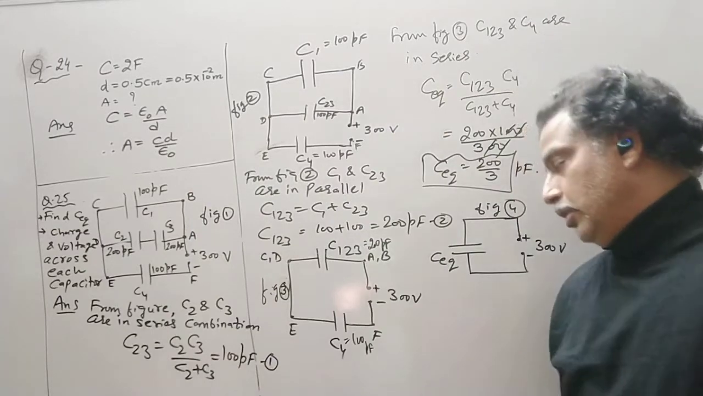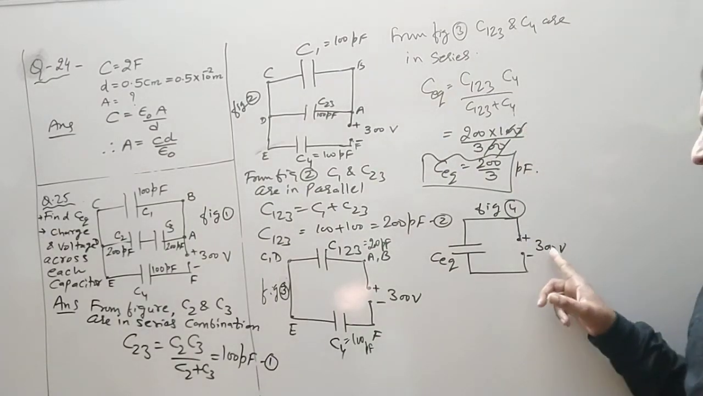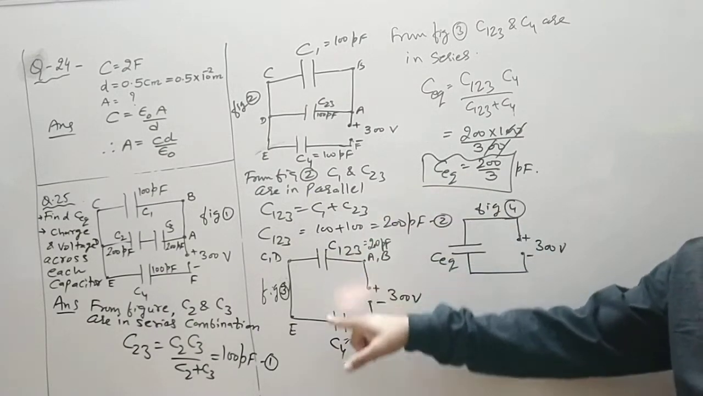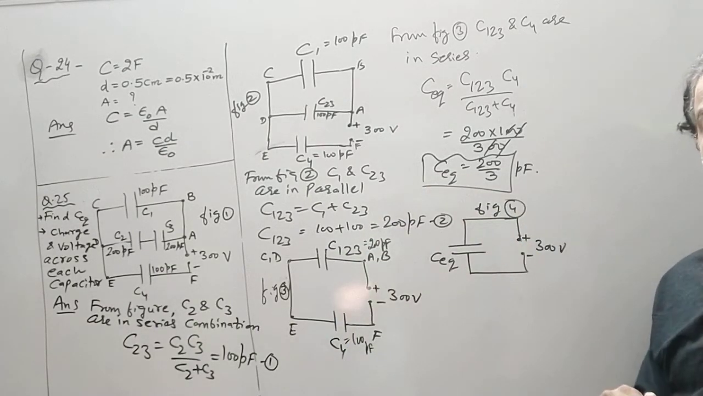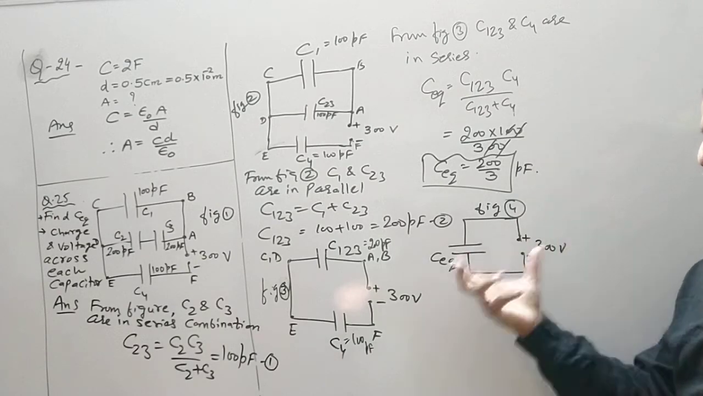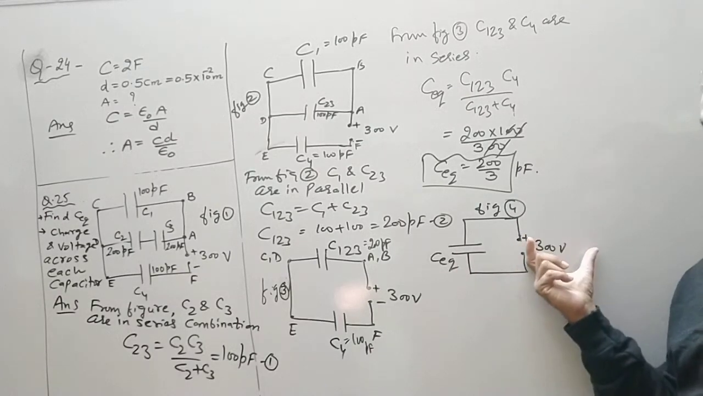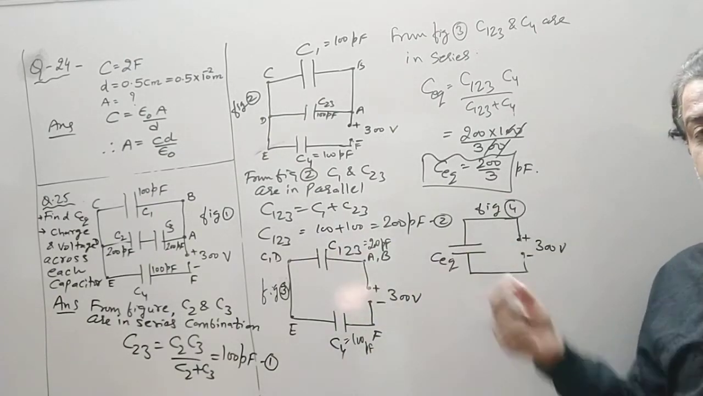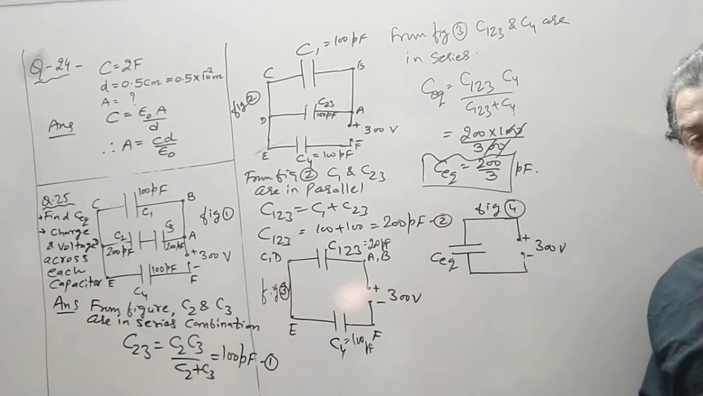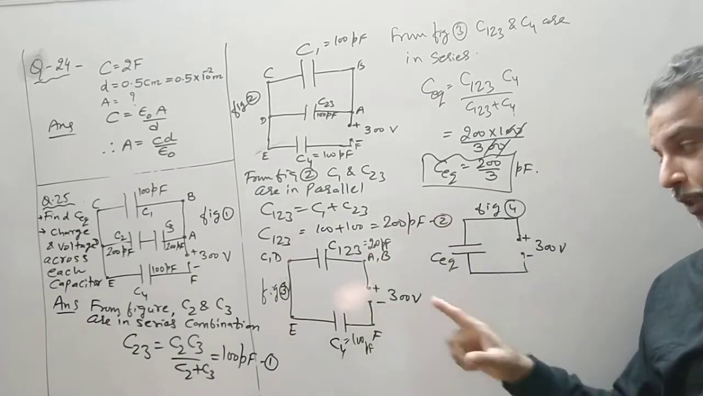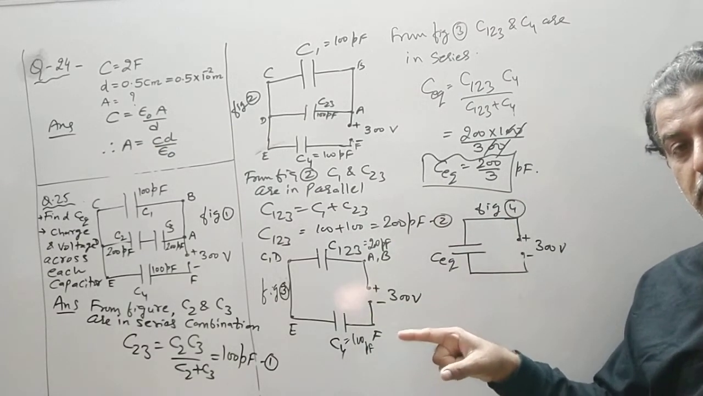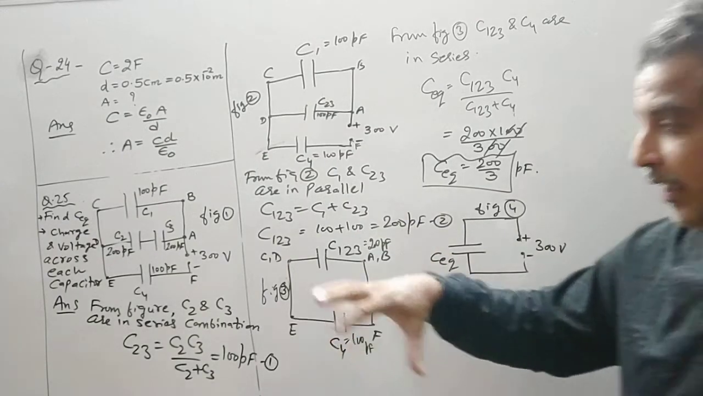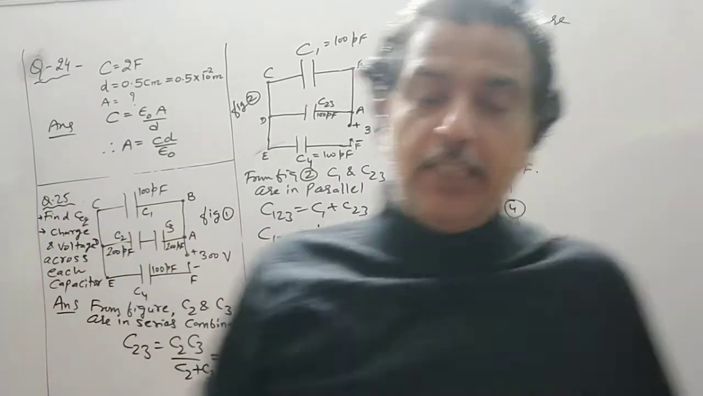Now, whatever charge is produced by this battery, it is deposited on C equivalent. And C equivalent is a series combination. In series combination, the charge remains same. So whatever total charge this battery will produce, it will be deposited on C4 and C123. So in the first step, Q4 is found. Q123 is found. Now if Q4 is known, C4 is known, I can find out V4. I have to find out charge as well as voltage on each capacitor.